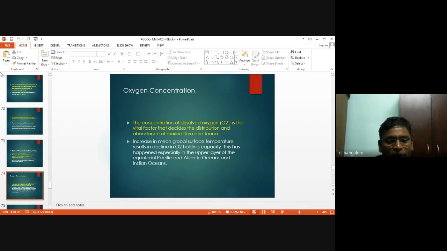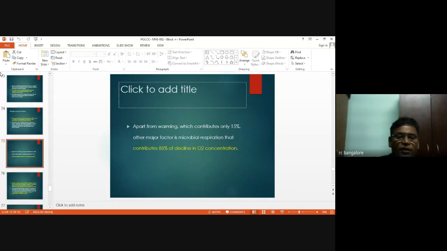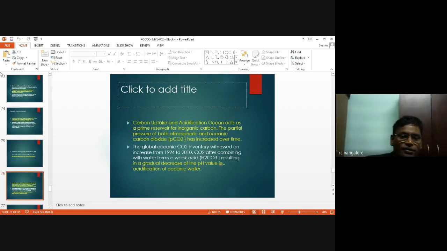It impacts the survival of aquatic organisms. This has happened especially in the upper layer of the equatorial Pacific, Atlantic and Indian Oceans. Apart from warming, which contributes only 15% of the factors, microbial respiration contributes 85% of the decline in oxygen concentration. So because of microbial respiration, the oxygen concentration also decreases.